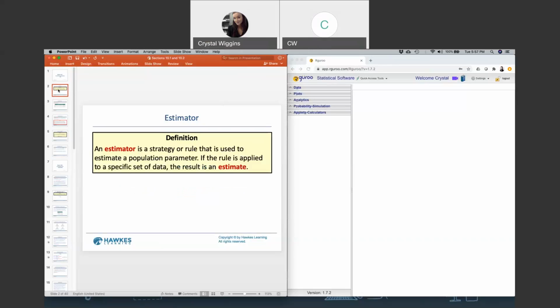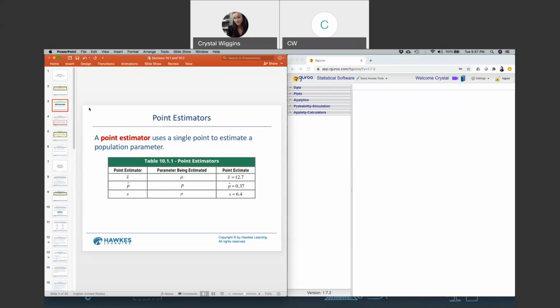So an estimator is a strategy or rule that is used to estimate a population parameter. If the rule is applied to a specific set of data, the result is an estimate. Now, point estimators are used as a single point to estimate a population parameter.